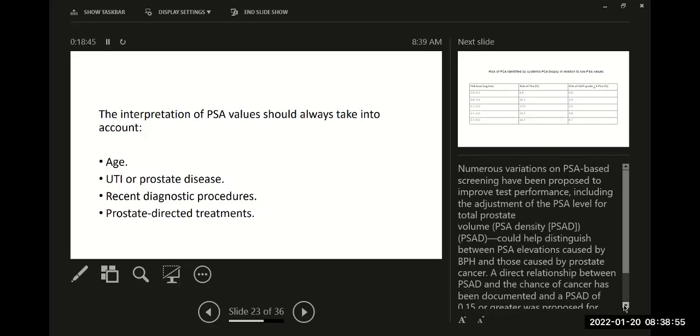Can anyone tell me that PSA in the blood circulates in bound and free form? What are these bound and free forms, and what other forms of PSA can be present in the blood, especially in the case of CA prostate? Dr. Farad? Have you gone through the topic? No? Dr. Shersha?